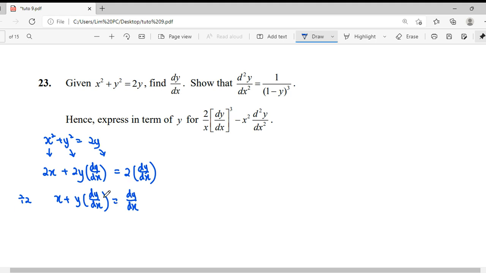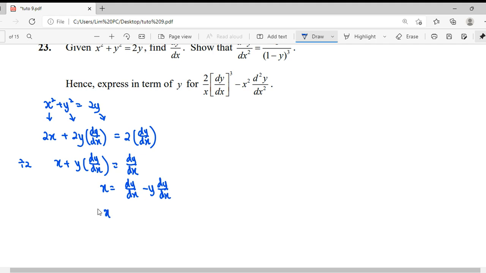That means we're going to collect this dy/dx. So our x will be equal to, we move it together, minus y dy/dx. So we collect them together. We factorize out our dy/dx so that we get 1 minus y. So finally, dy/dx we can get here is x over 1 minus y. We divide this 1 minus y to the left hand side. So this is how you get our dy/dx, the first derivative.